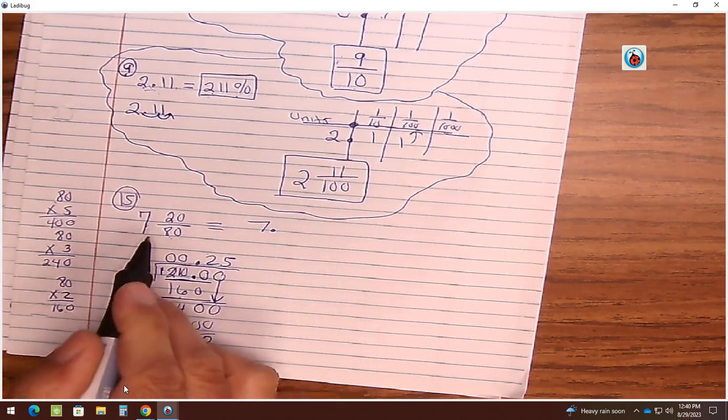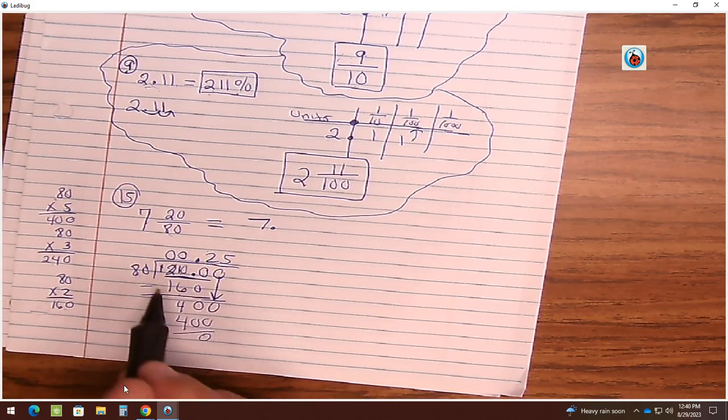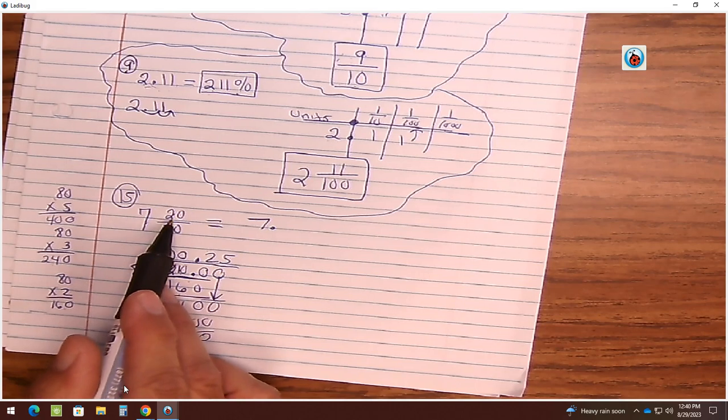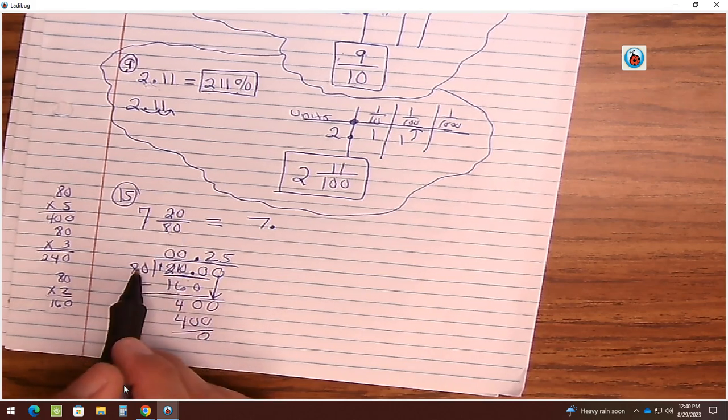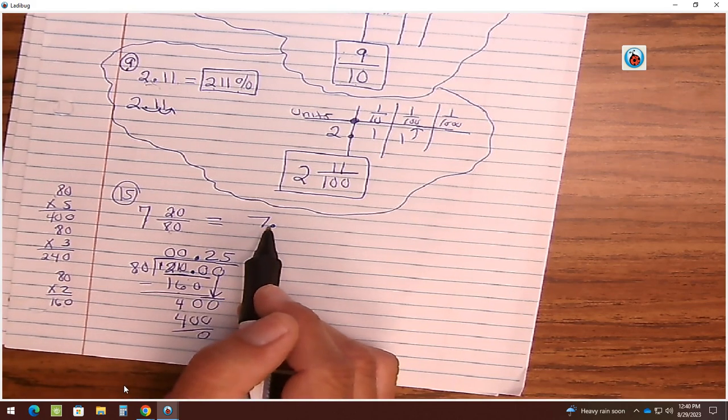This is going from mixed number or from fraction to decimal. You do the same thing. You divide. Numerator divided by denominator. Bottom out. The bottom stays out. So we have 0.25. 7.25.